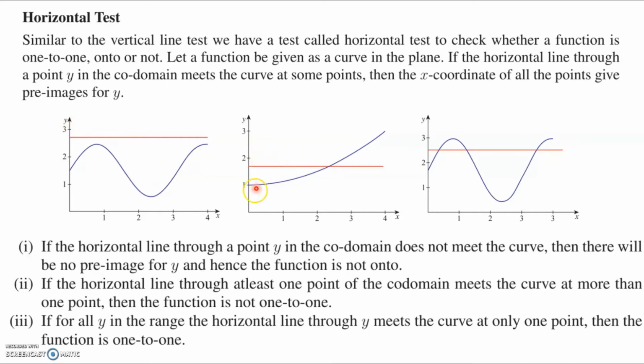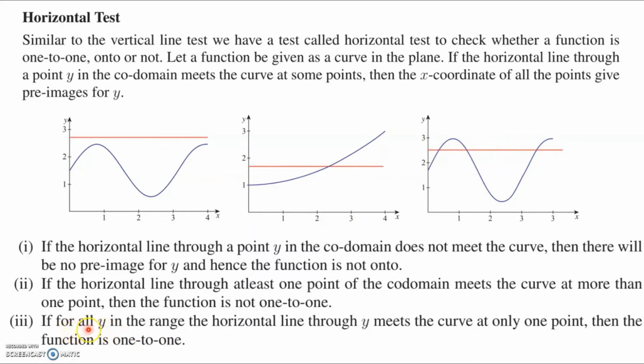The second test is, if the horizontal line through at least one point of the codomain meets the curve at more than one point, then the function is not one-to-one. In this case, you have this horizontal line and it meets the curve at 1, 2, 3 points. So for 3 values of x, you have one value of y. So this is not a one-to-one function.